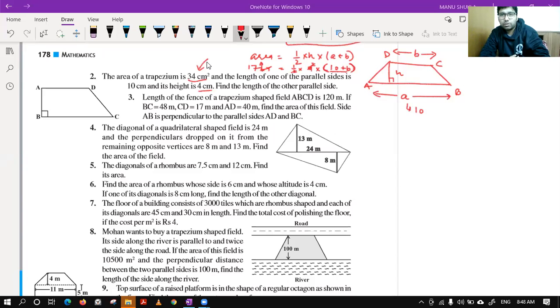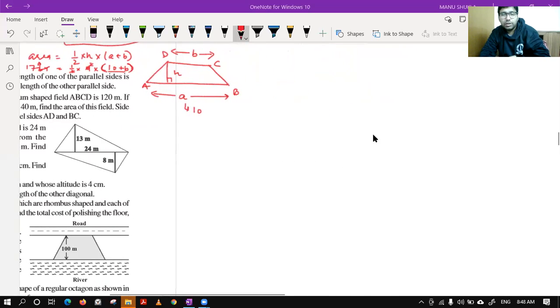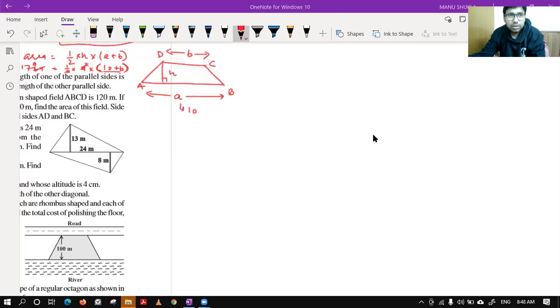Okay, 1 second, Joel. If you want the complete, then please see. So we have got 34 is equal to half into height, that was 4, into length of parallel sides, so that is this thing. So why have you taken A as 10? Okay, Prithu is saying why A as 10, why not B? Yes, Prithu, this only you want to ask, why not B as 10?